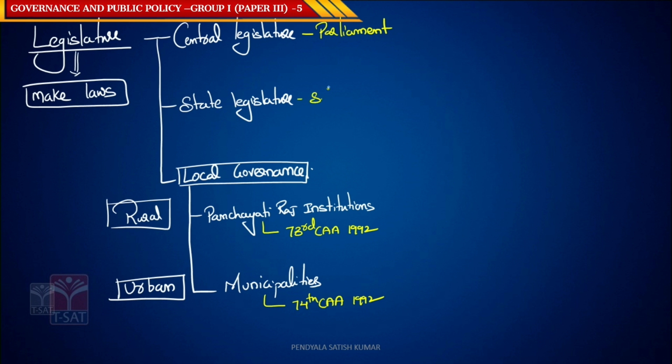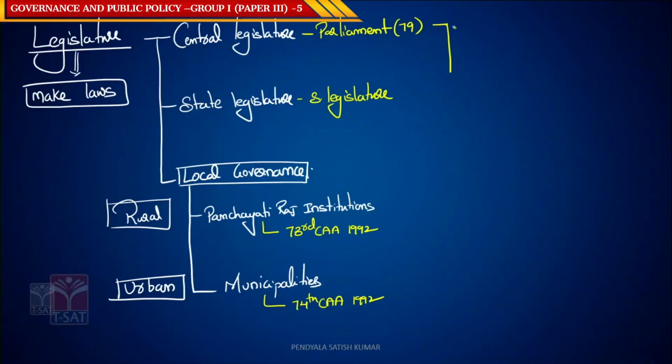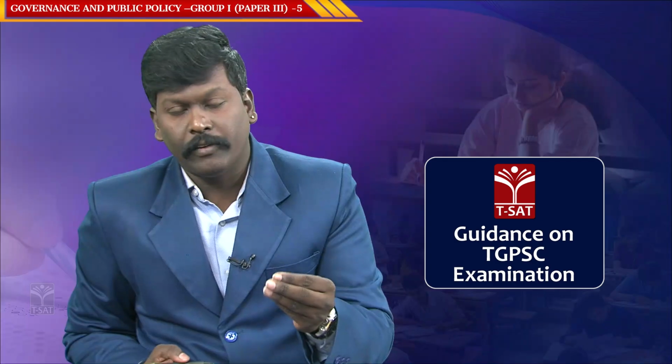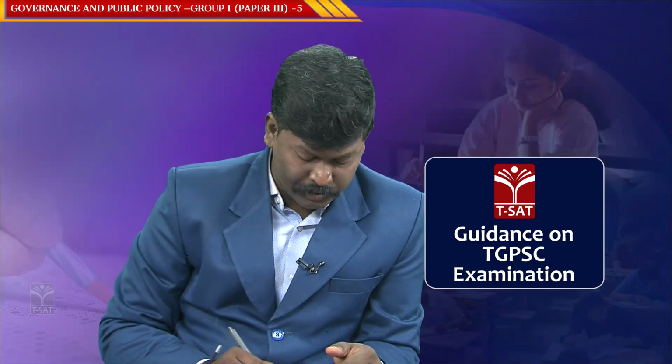The head of the state legislature is the state legislature only. Now coming to parliament. Article 79 defines parliament. According to Article 79, parliament includes the President of India, Lok Sabha and Rajya Sabha.